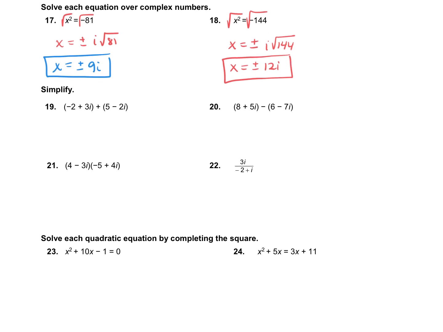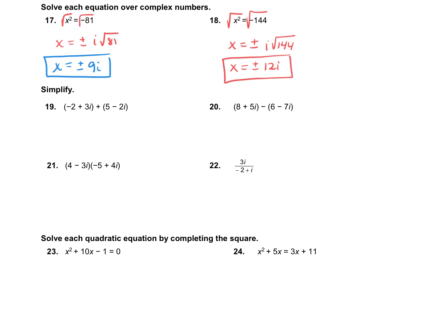All right, number 19 and 20, we are just simplifying these. We want to be very careful that we are looking closely and recognize that this is just an addition problem and this is just a subtraction problem. There's no multiplying happening here. Often when students see two sets of parentheses, they want to start multiplying this whole thing out, but that is the wrong operation. We have no chance of getting the right answer when we do that.